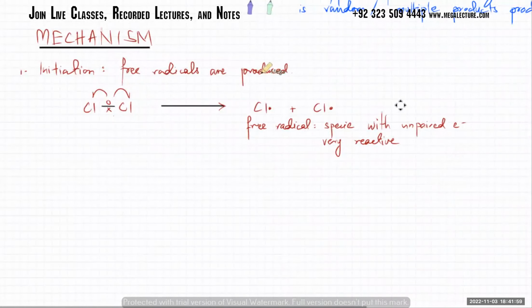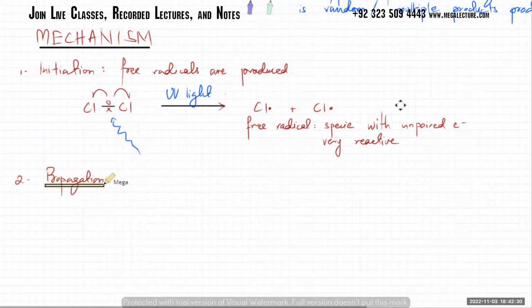In ultraviolet light, the molecule splits up. That's where they get the energy. So without light, this is not going to happen. UV light enables radicals to be produced, and then moving on to the second step. The second step is known as propagation. In the propagation step, your radicals attack the alkane, or they attack the hydrogen atoms.